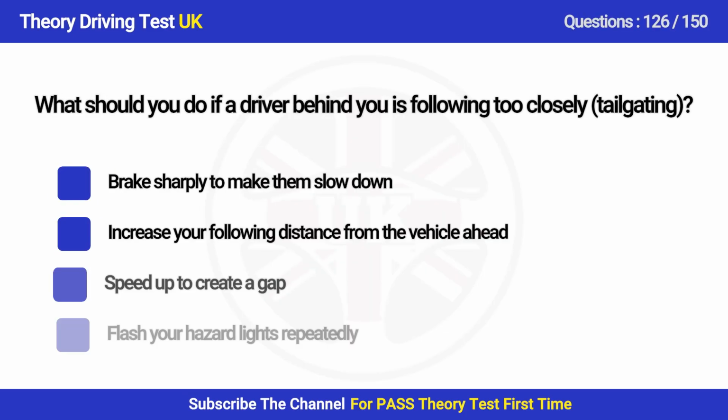Question 126. What should you do if a driver behind you is following too closely, tailgating? A. Brake sharply to make them slow down. B. Increase your following distance from the vehicle ahead. C. Speed up to create a gap. D. Flash your hazard lights repeatedly.